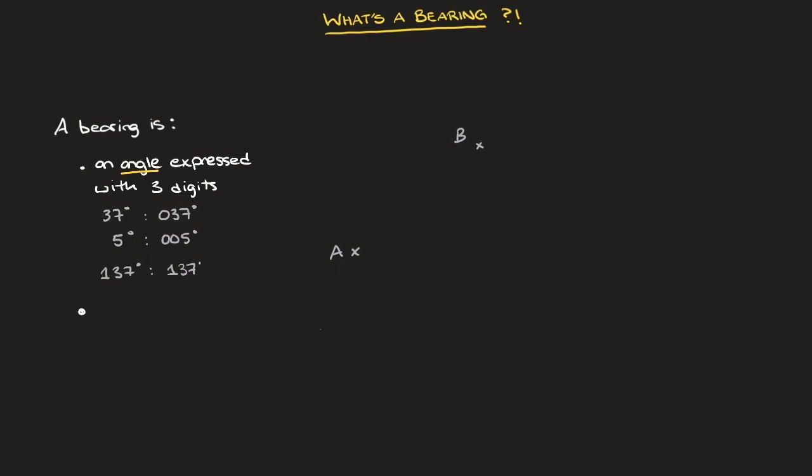The second bullet point I'll add here is that that angle is always measured clockwise from north. And the fact that a bearing is always measured clockwise from north is extremely important, so do make a note of it. And the final bullet point I'll make here is that a bearing tells us how to navigate from one point to the next.